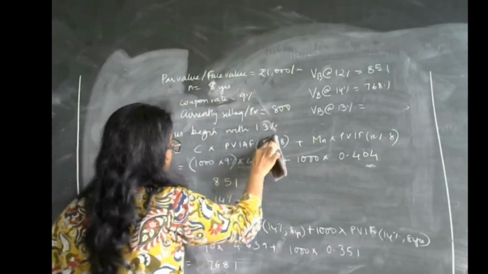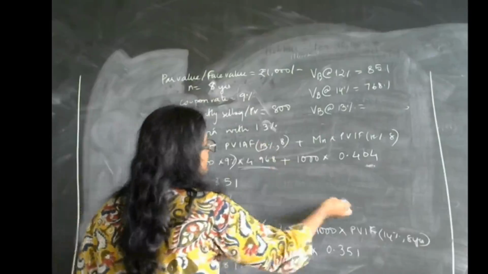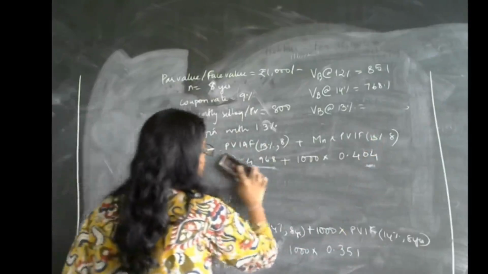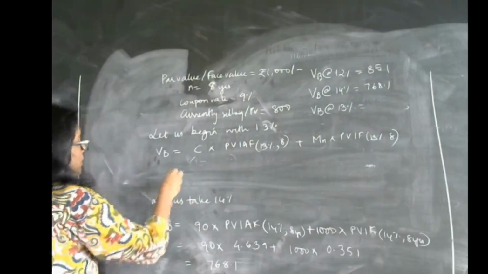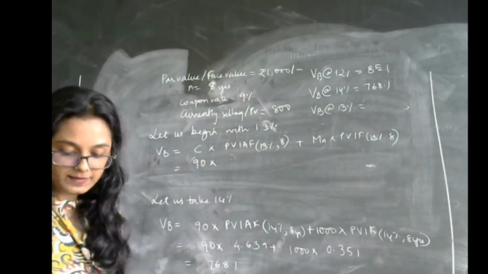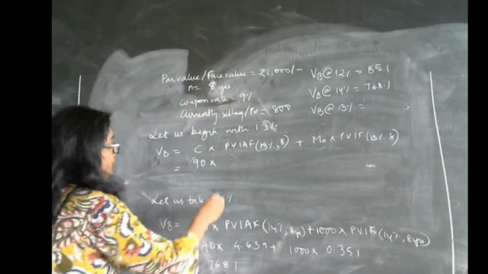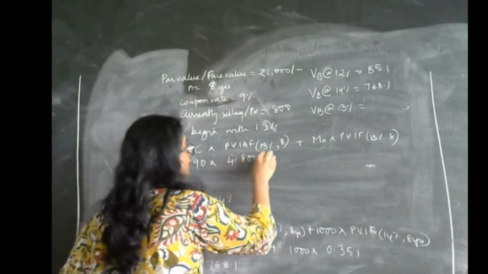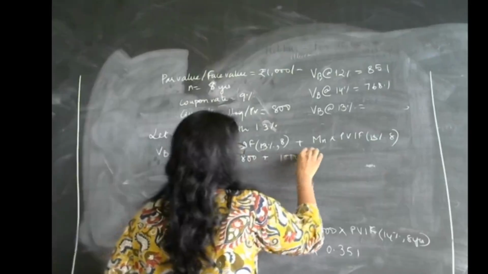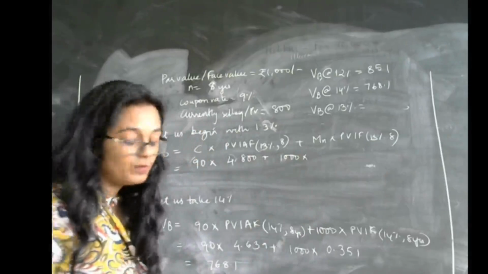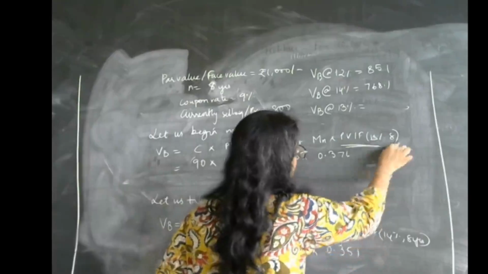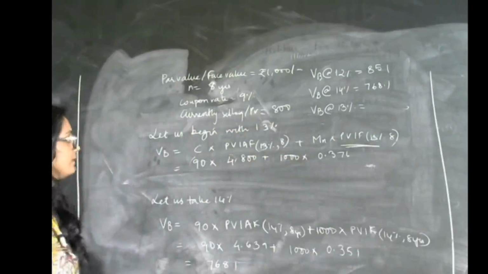Okay, this will become 13%. This will also become 13%. Number of years remain the same. How much are we getting over here? Coupon, we know, is 90 multiplied by the present value annuity factor. At 13%, it is how much? 4.800. 4.800 plus the redemption value. We know that the redemption value is around 1000 into the present value interest factor, which is 0.376. That is the present value interest factor at 13% for 8 years.